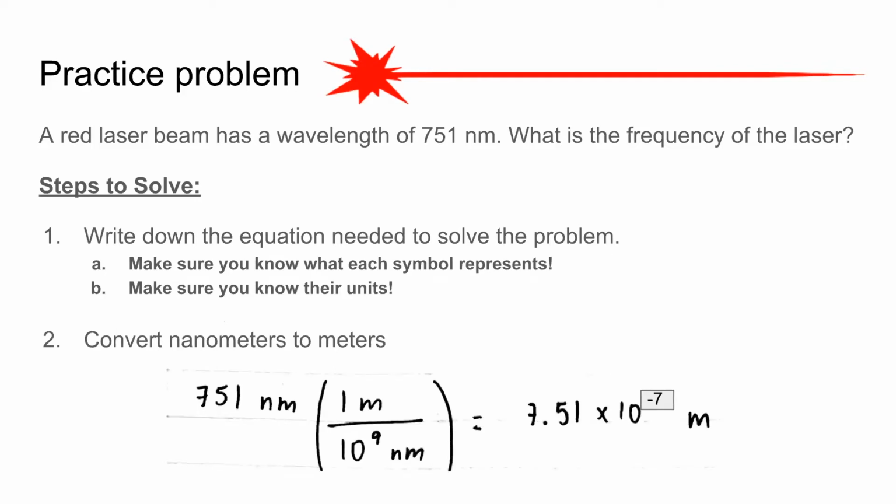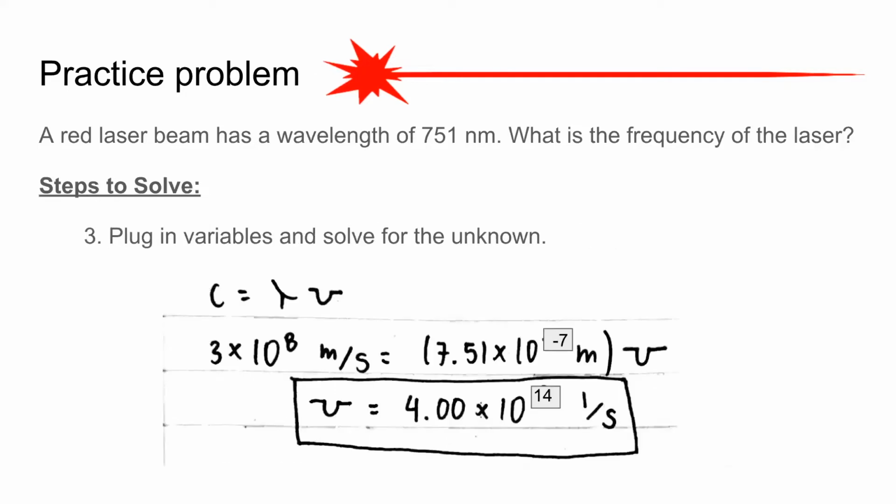Since the equation has wavelength in meters, we cannot just plug in 751 nanometers into the equation to solve for frequency. We need to first convert nanometers to meters, and this is a conversion that you have to memorize, by the way. So you might as well get used to it now. We're going to put meters on the top and nanometers on the bottom to cancel out our units. 1 meter is equal to 10 to the 9 nanometers. And if you do the math, you should get 7.51 times 10 to the -7 meters.